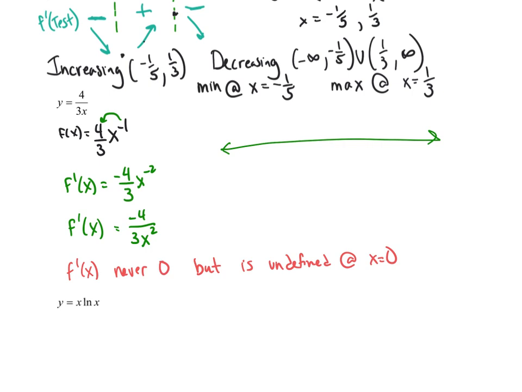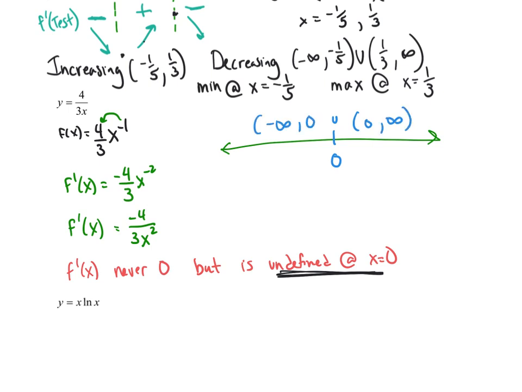So at undefined values, you can sometimes get changes from increasing to decreasing. You won't get a max or a min point, but you could get a change from increasing to decreasing. So I will put a 0 as my only critical value, but I'm going to put a little u above it, because that tells me that is something that could change the increasing, decreasing, but it's at an undefined value.